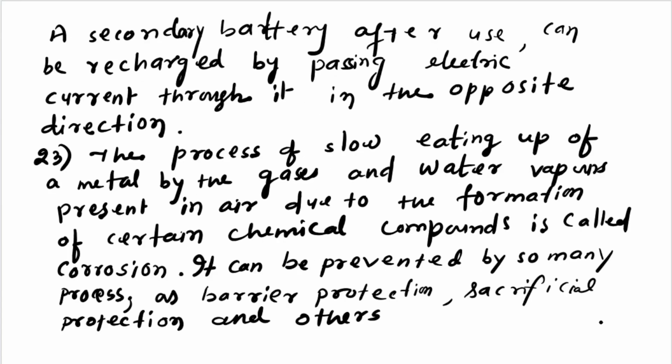So here you can say the process of slow eating away of metals is called corrosion. It happens by gases, water vapor, moisture and the like. It can be prevented by barrier protection, sacrificial protection, and many other things. And among fuels, there are two types: one is fossil fuel, another is hydrogen fuel. Fossil fuel is totally polluting, whereas hydrogen is not polluting. That is why it is very good for the economy of the country.